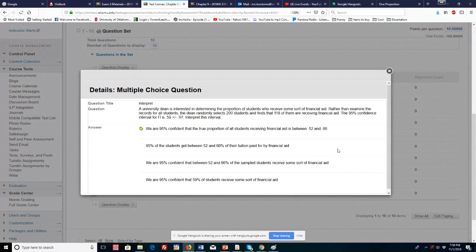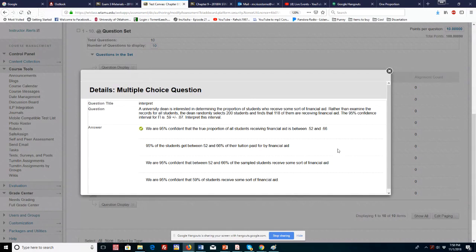Now let's look at why the rest of these are false. 95% of the students get between 52 and 66% of their tuition paid for by financial aid. That is an incorrect statement because, again, that 95% refers to the 95% of intervals. That 95% doesn't pertain to the specific interval that we got with our one sample.